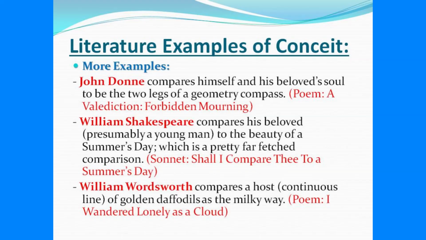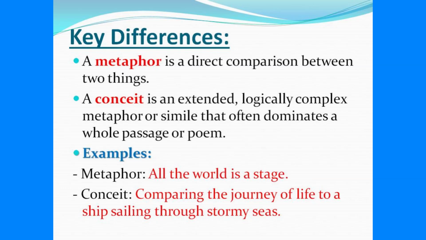So let us talk about the key differences which we can always keep in mind to identify a metaphor and a conceit. A metaphor is a direct comparison between two things. What does it mean that it is a direct comparison? Here you will have to keep in mind that it is a direct comparison because it does not use the word as or like while making the comparison, just as it is done in a simile. So it is called a direct comparison. It simply states that this is this. That means the first thing is the second thing. It does not say that the first thing or the object is like the second object. This is what is meant by a direct comparison.